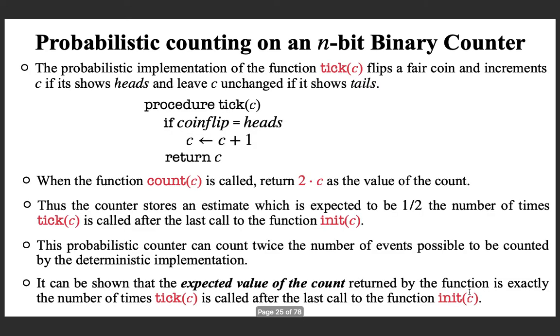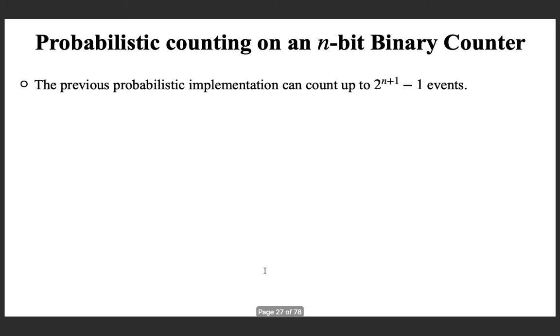So this is a specific implementation, and when you are calling a tick, you flip a coin, and only if heads come you increment, otherwise don't increment. And when you want to return the count, you multiply by 2 whatever be the present value, and it can be proved that the expected value of what it returns is actually the number of increments happened.